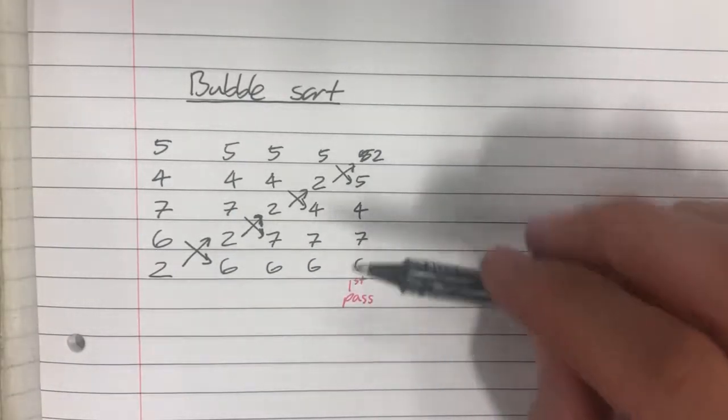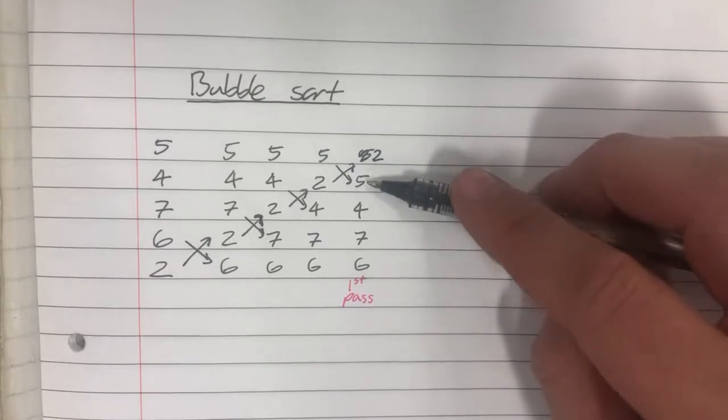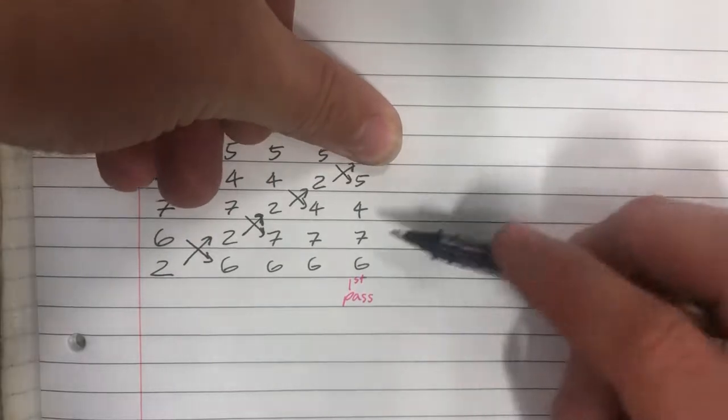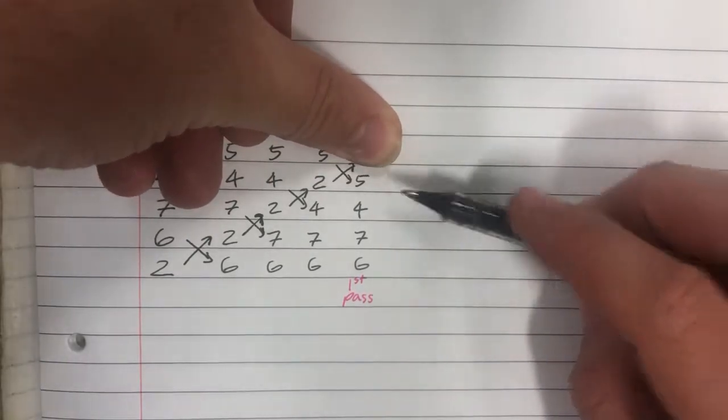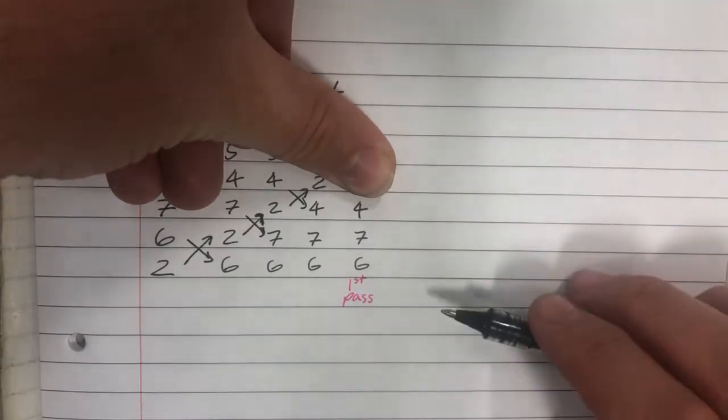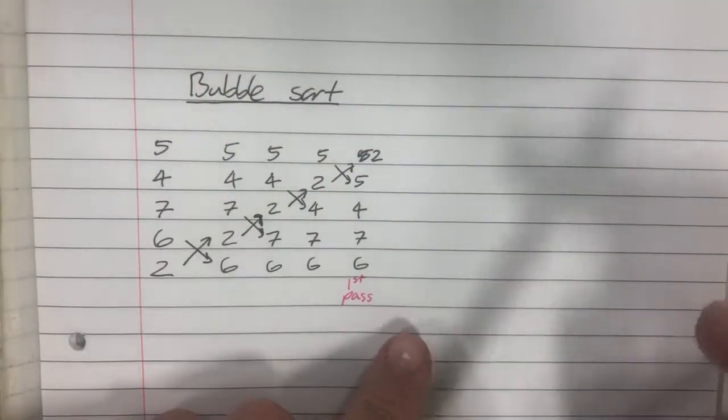The smaller numbers tend to work their way up. And then we repeat the process again, but we stop when we get to here, because we already know the top number is the smallest, so we just repeat the process for the bottom 4 numbers. And then that'll be the second pass. And then we repeat the process for the bottom 3 numbers, and that'll be the third pass, and so on.